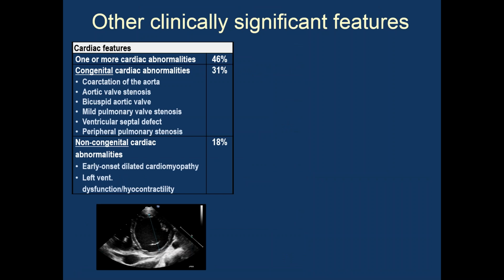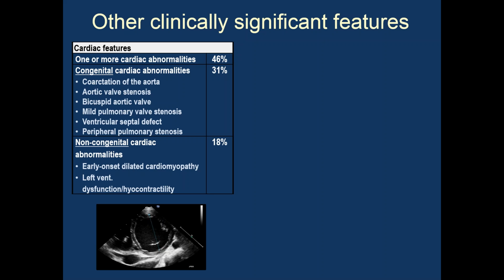So the less common but really clinically significant features, I'm just going to give 2 examples here. The cardiac features are really important in this condition. Almost half had 1 or more cardiac abnormalities, and these could be congenital. That, again, is really unusual in skeletal muscle conditions. And I think when you see that in a patient, we now really do think about Titin.